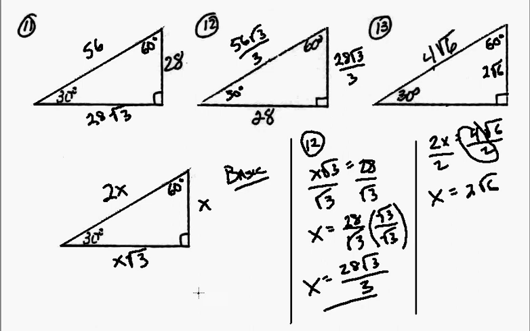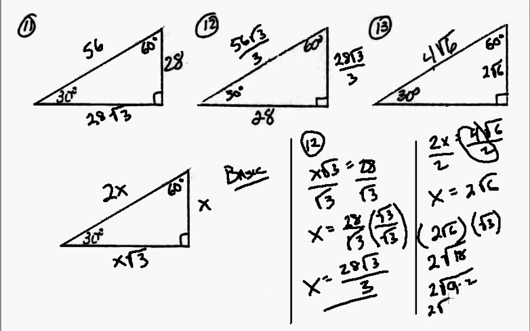Now, the long leg then is x square root of 3. So the long leg is simply going to be x, which is 2 square root of 6, multiplied by the square root of 3. So this becomes 2 square root of 18. Well, 18 can be rewritten as 9 times 2. So this becomes 2 square root of 9 times square root of 2. The square root of 9 is 3. So I have 2 times 3 times the square root of 2, and 2 times 3 is 6. Final answer, 6 square root of 2. So the long leg here would be 6 square root of 2.